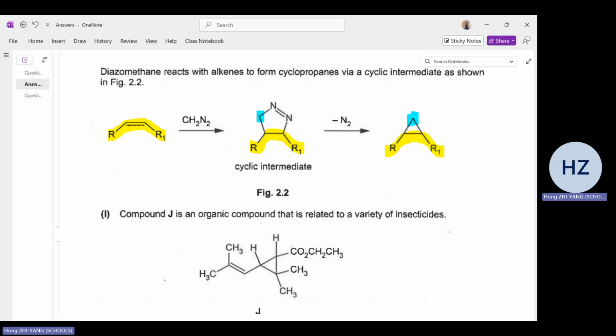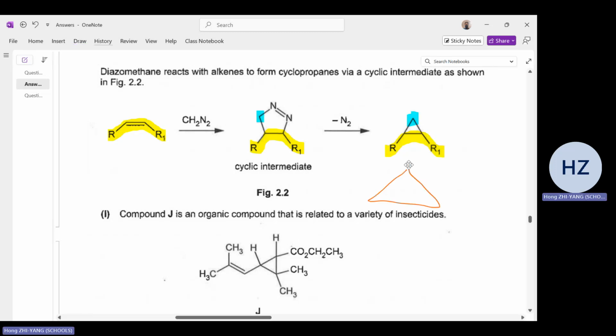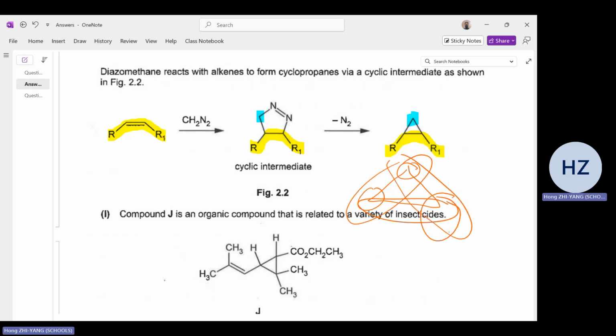Okay, so here's the thing. In order for you to see where's the alkene and where's the diazo molecule, the logic is you see a triangle, and you've got to choose which side belongs to the alkene and which side belongs to the diazo. There are three ways to see it. Like this, or like this. Right? There are three ways, mathematically.